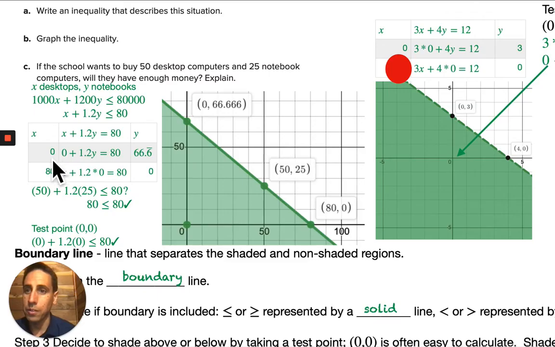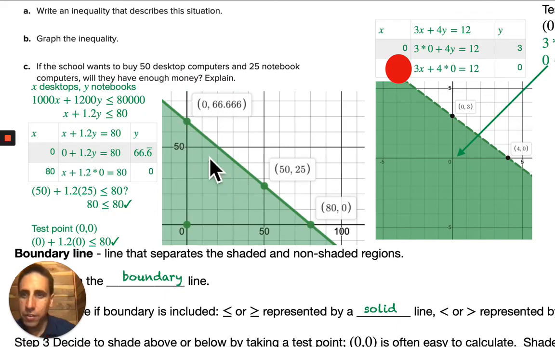So let's sub in 0 for x, and when we do, we can calculate what y should be, and we're going to sub in 0 for y. And when we do, we can calculate what x should be. And all of a sudden, we've got 2 points that we can graph. This one, (80, 0), and this one, (0, 66.66666 repeating). Great, we can connect the two, and we get a line.